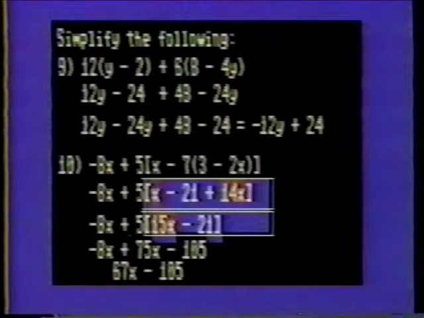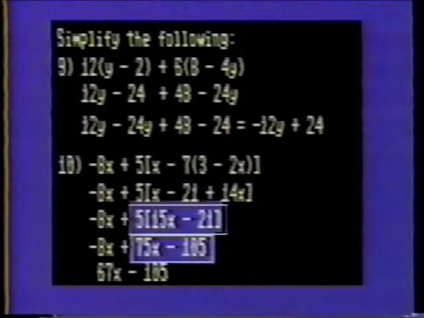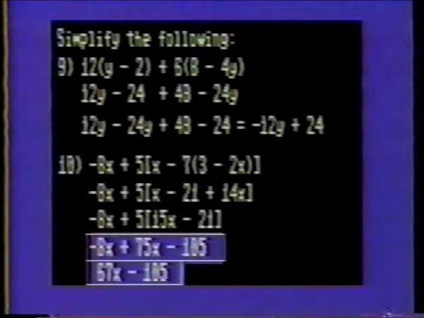Next, add x minus 21 plus 14x. There are two like terms, x and 14x, which is 15x. Let's add these terms to get 15x minus 21. Now multiply 15x minus 21 by 5, which yields 75x minus 105. Adding the like terms, negative 8x plus 75x yields 67x. The final solution is 67x minus 105.